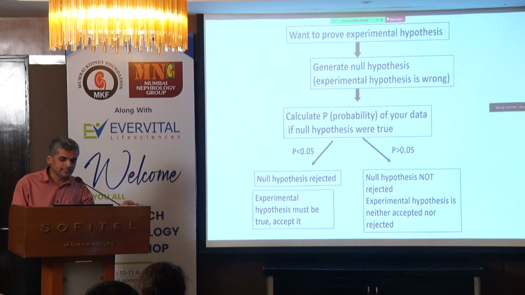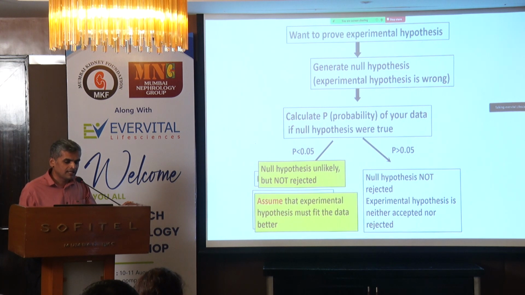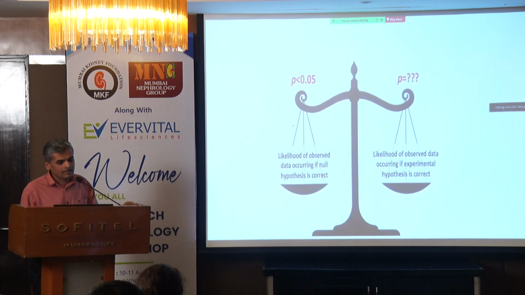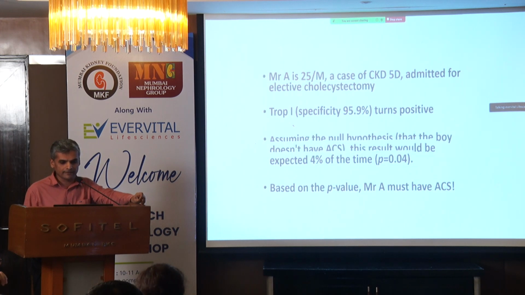If it is more than 0.05, the null hypothesis is not rejected. The experimental hypothesis is neither accepted nor rejected. But the null hypothesis is unlikely but not rejected when it is 0.05, because the p-value cannot reject, and we assume that the alternative hypothesis must fit our data better. So a p-value of 0.05 or less tells the likelihood of observed data occurring if the null hypothesis is correct. But what is the probability of the alternative hypothesis being correct? That is the question we are interested in. P-value doesn't tell you anything about that.